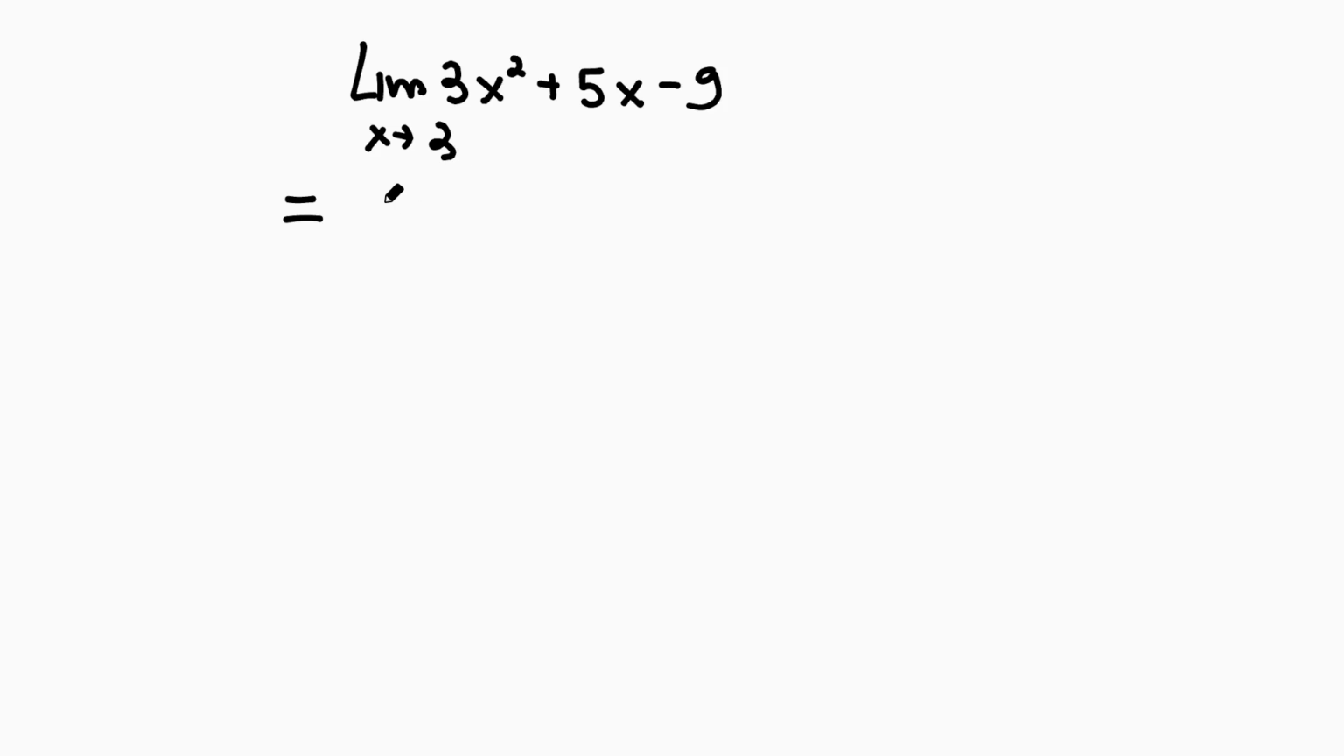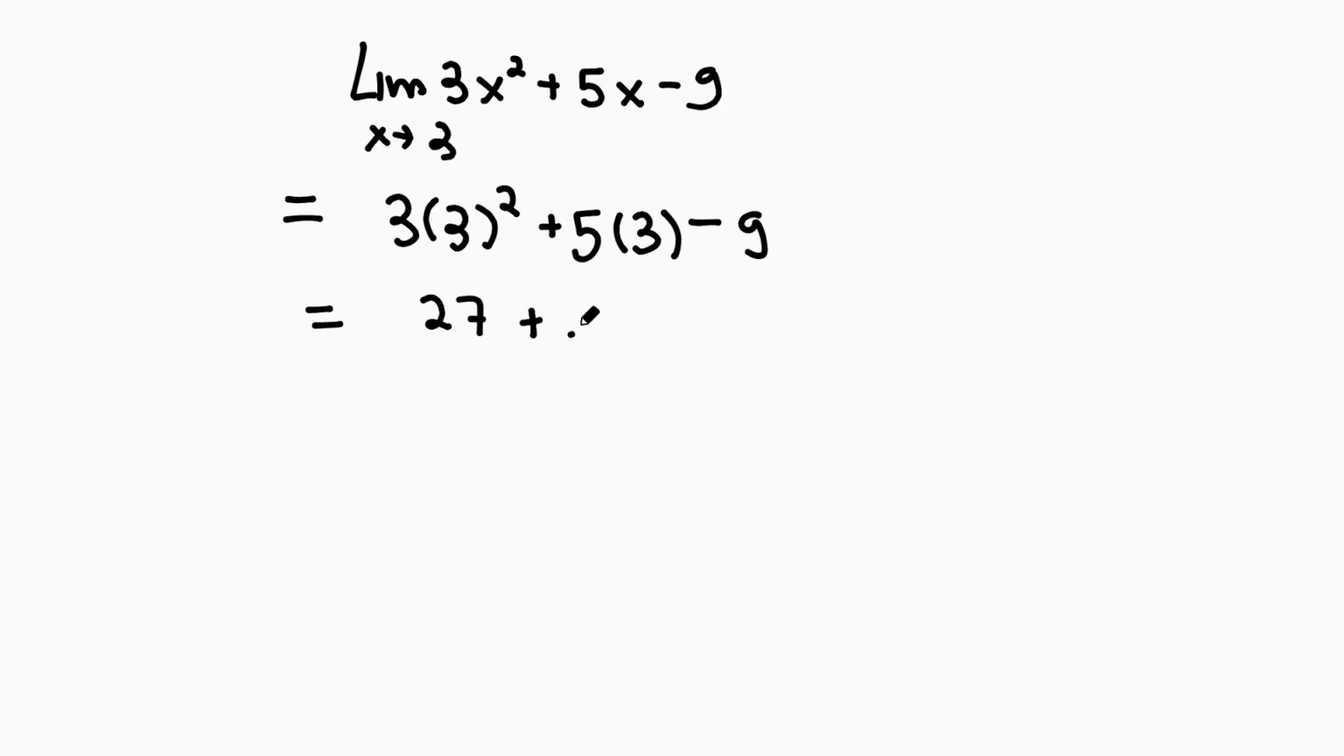I'm going to try to plug 3 into the function. It's going to be 3 times 3 squared plus 5 times 3, and then minus 9. This is just going to be equal to 27 plus 15 minus 9. And then the final result is just 33.